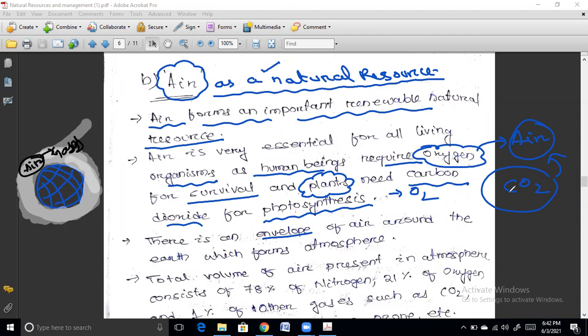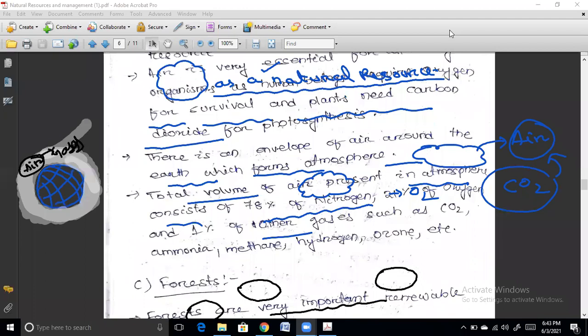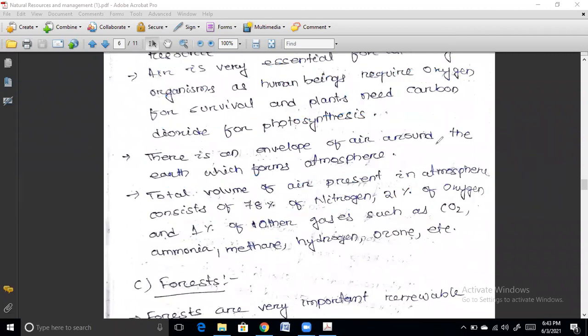Then the total volume of air present in the atmosphere consists of, we know that the nitrogen, that is approximately 78%, then 21% of oxygen is present, and only 1% of other gases are present, just like your carbon dioxide, then other, just like your ammonia, methane, hydrogen, oxygen, ozone. These are the different gases which are present freely in the atmosphere.